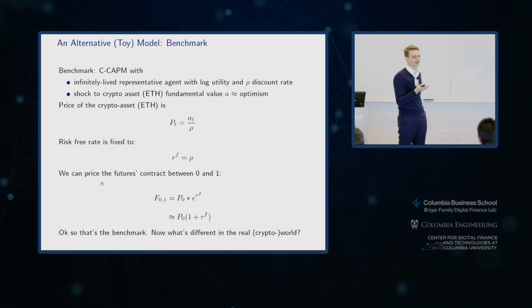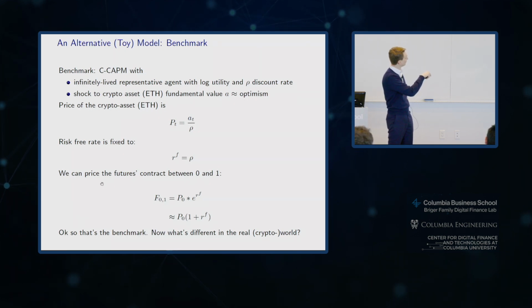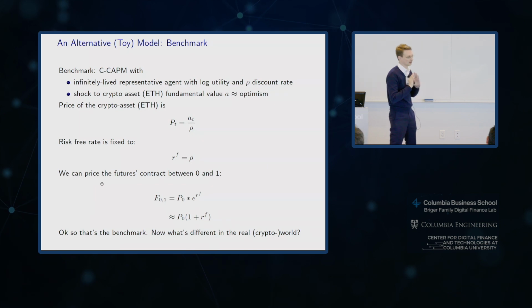The risk-free rate is also going to be very easy. The risk-free rate in this economy is also just going to be r, and then you can easily price a futures contract between, let's say, 0 and 1. And when you have that, the traditional parity equation holds, where the price of the future is going to be the initial price of the risky asset times 1 plus the interest rate. Okay, so that's very, very basic.